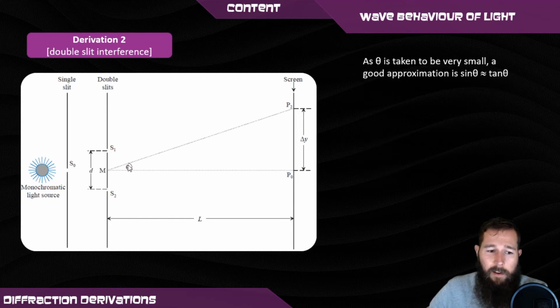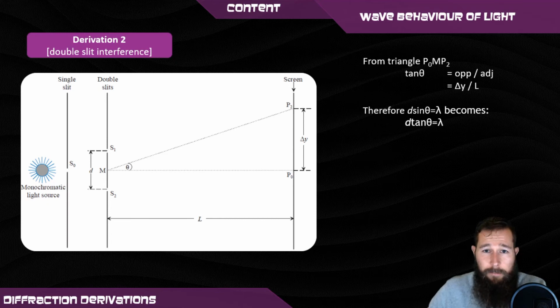Now as this angle theta here is very small, so we're looking at that great distance from the slits to the screen and the small distance between the maxima here, the angle is small, and at small angles sine theta is roughly equal to tan theta. So this is an important assumption that we make.